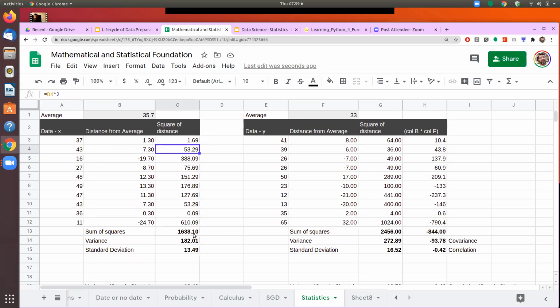Now, having taken the square, I take the sum of the squares, and then I compute the variance by dividing the sum by the count of numbers I have in my data set. So I have 10 elements minus 1 because I'm treating this as a sample for some bigger population. So I get my variance here. And since we have taken the square, if I want the real measure, I take the square root of this number.